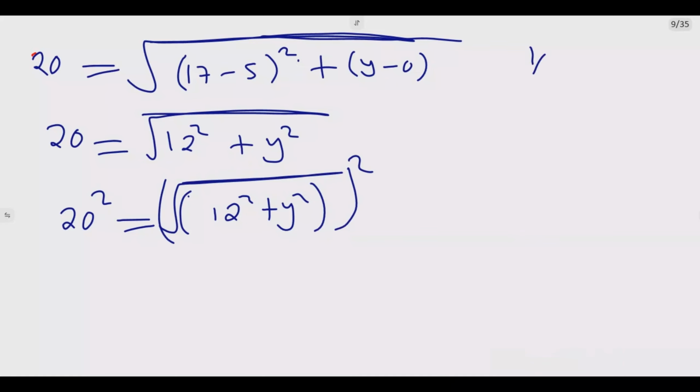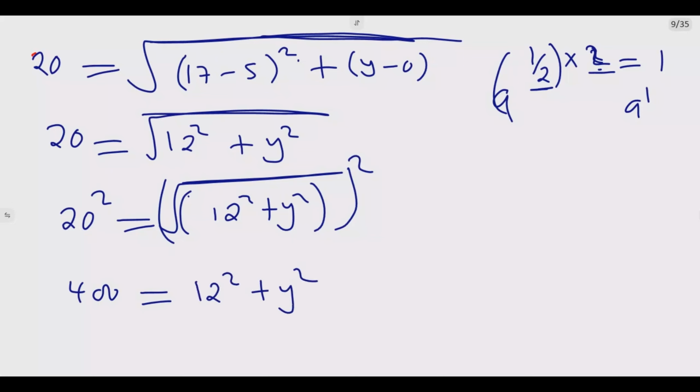Remember, the square root is to the power half, and when we square it, it is half times 2, which gives a 1. So if you have a to the power half and we square that, it will be a to the power 1, so we get rid of the square root. So 20 times 20 is 400, which is equal to 12 squared plus y squared. The half and the square cancel each other. This is why you need to be careful. If you get it right from here, then the question becomes easier.